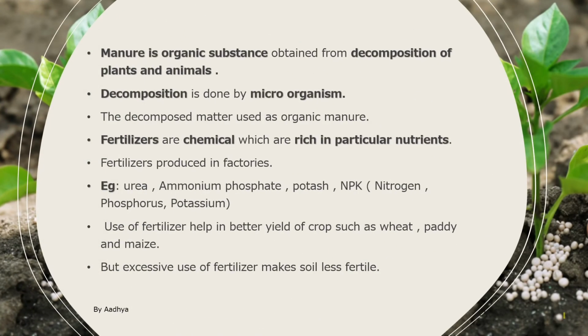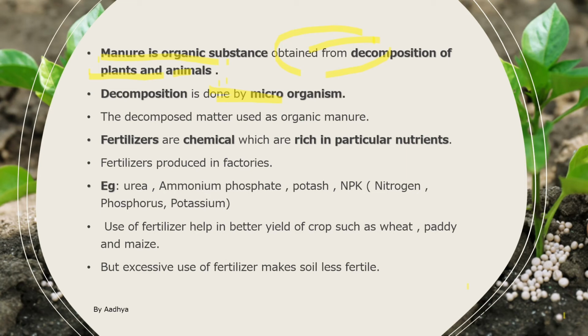So manure is an organic substance that comes from the decomposition of plants and animals, right? આપણે ખબર છે કે manure છે એ organic substance છે અને કેમાંથી મળે છે? From the decomposition of plants and animals. It is organic in nature, and who will do this decomposition? This decomposition is done by microorganisms, and these bolded letters are very important, can be asked in fill in the blanks.